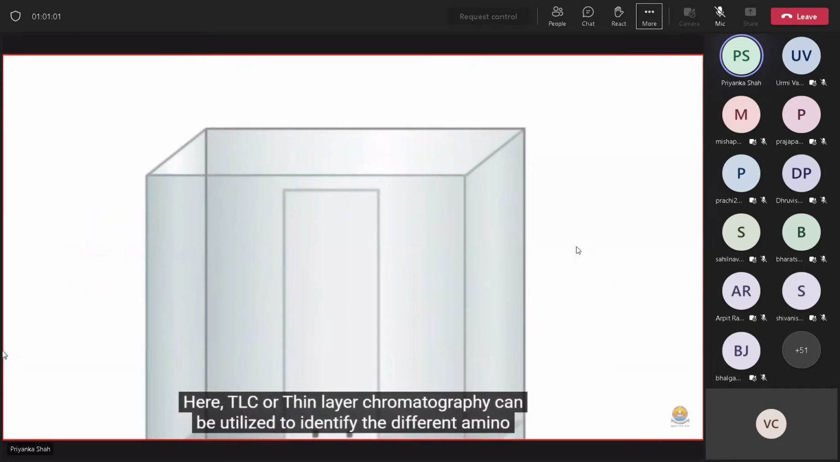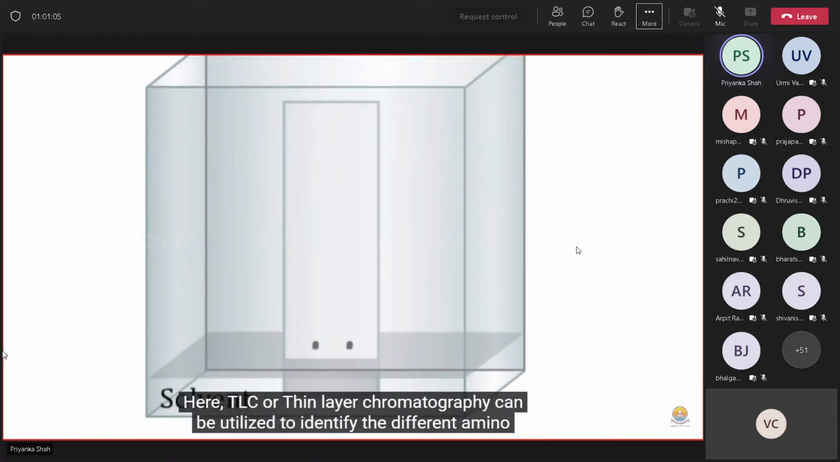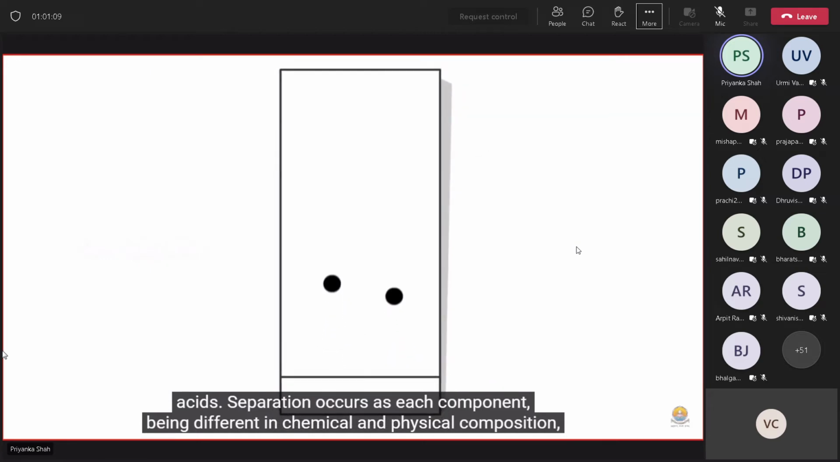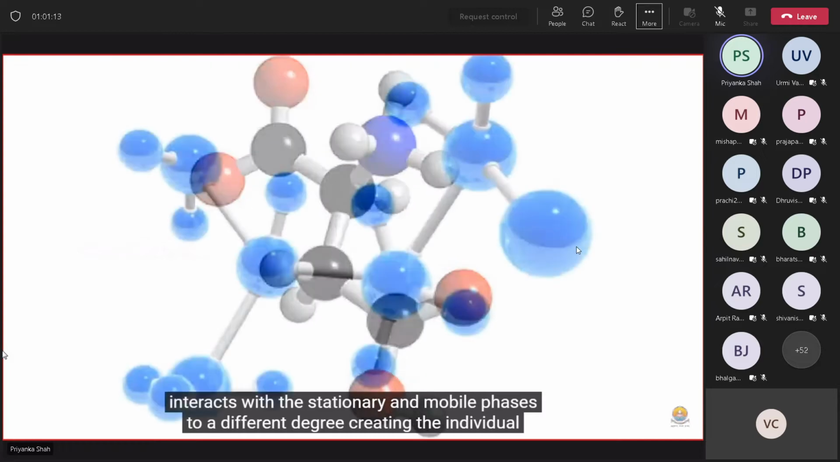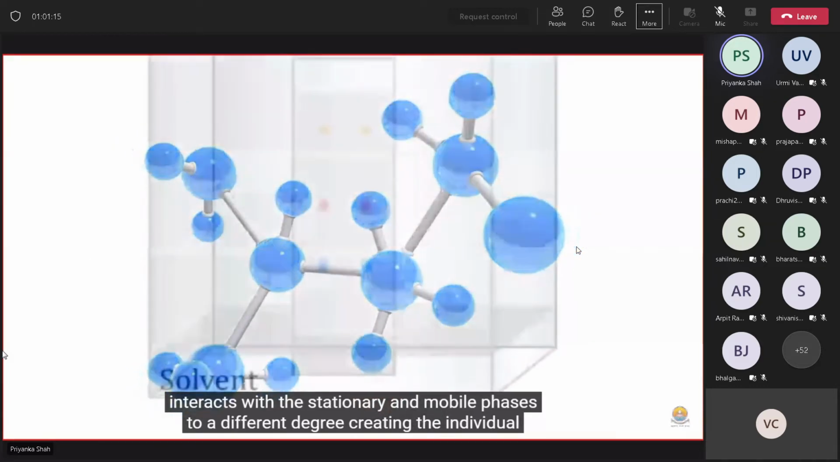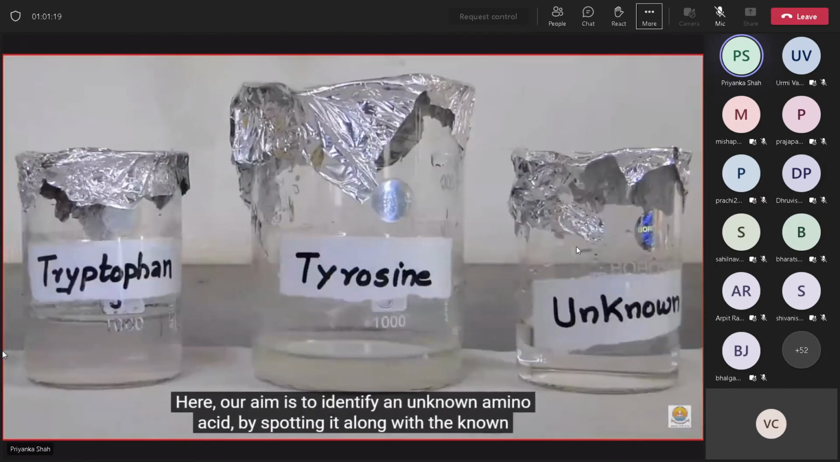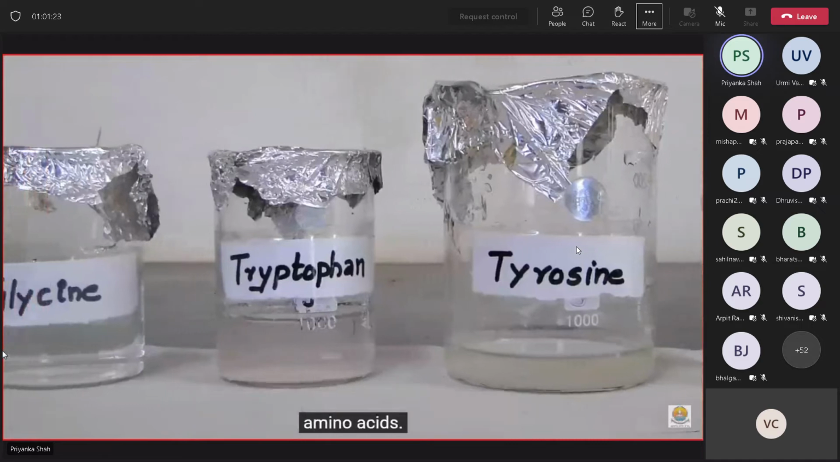These groups are used to characterize the amino acids. Here, TLC or thin layer chromatography can be utilized to identify the different amino acids. Separation occurs as each component, being different in chemical and physical composition, interacts with the stationary and mobile phases to a different degree, creating the individual spots on the plate. Here, our aim is to identify an unknown amino acid by spotting it along with the known amino acids.